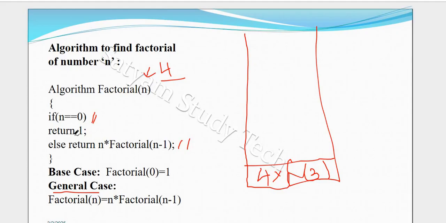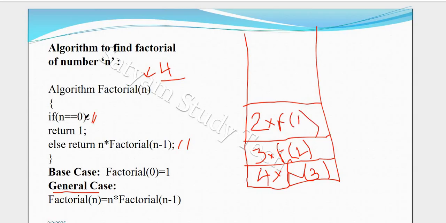Now 3 equals 0, the condition fails, so the else statement is executed, that is 3 into factorial of n minus 1, that is fact of 3 minus 1, that is 2. Again you call this function, fact of 2. 2 equals 0, the condition fails, so the else statement is executed, that is 2 into factorial of 2 minus 1, that is factorial of 1. Again 1 equals 0 fails, so the else statement is executed, that is fact of 1 minus 1.